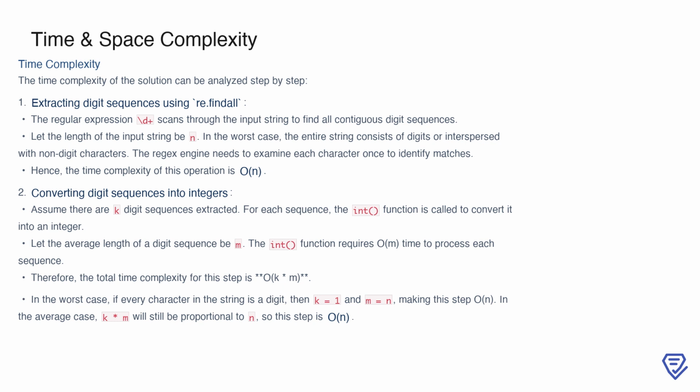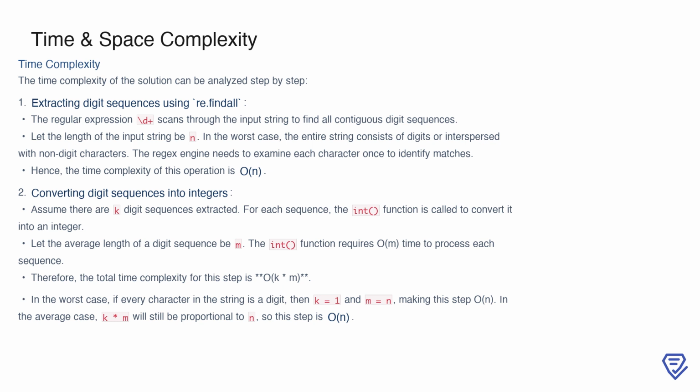First, we use the re.findall function with the regular expression \d+ to extract all digit sequences from the input string. This regular expression scans the entire string, examining each character to identify contiguous digit sequences. If the input string has a length of n, the regex engine processes each character exactly once. Therefore, the time complexity for this step is O(n).